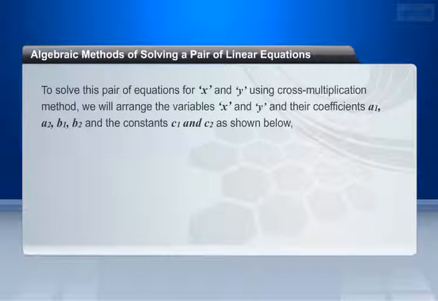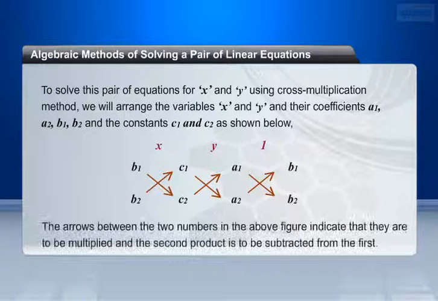To solve this pair of equations for x and y using cross multiplication method, we will arrange the variables x and y, and their coefficients a1, a2, b1, b2 and the constants c1 and c2 as shown below. The arrows between the two numbers in the above figure indicate that they are to be multiplied, and the second product is to be subtracted from the first.